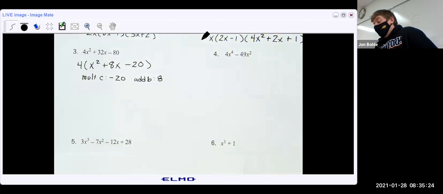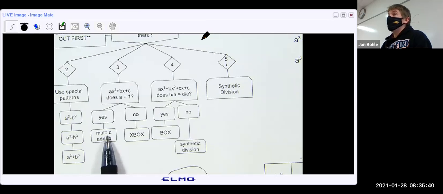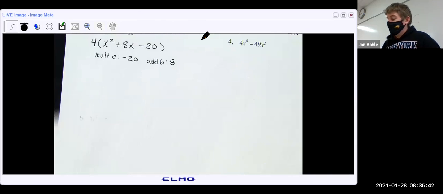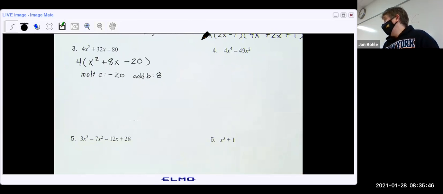Technically, I actually think this method is the easiest method, but some people, for whatever reason, really don't like it. For this one, if you want to use the Xbox, you can still use the Xbox. It's all the same. Anyway, does anybody identify numbers that multiply to negative 20 but add to 8?